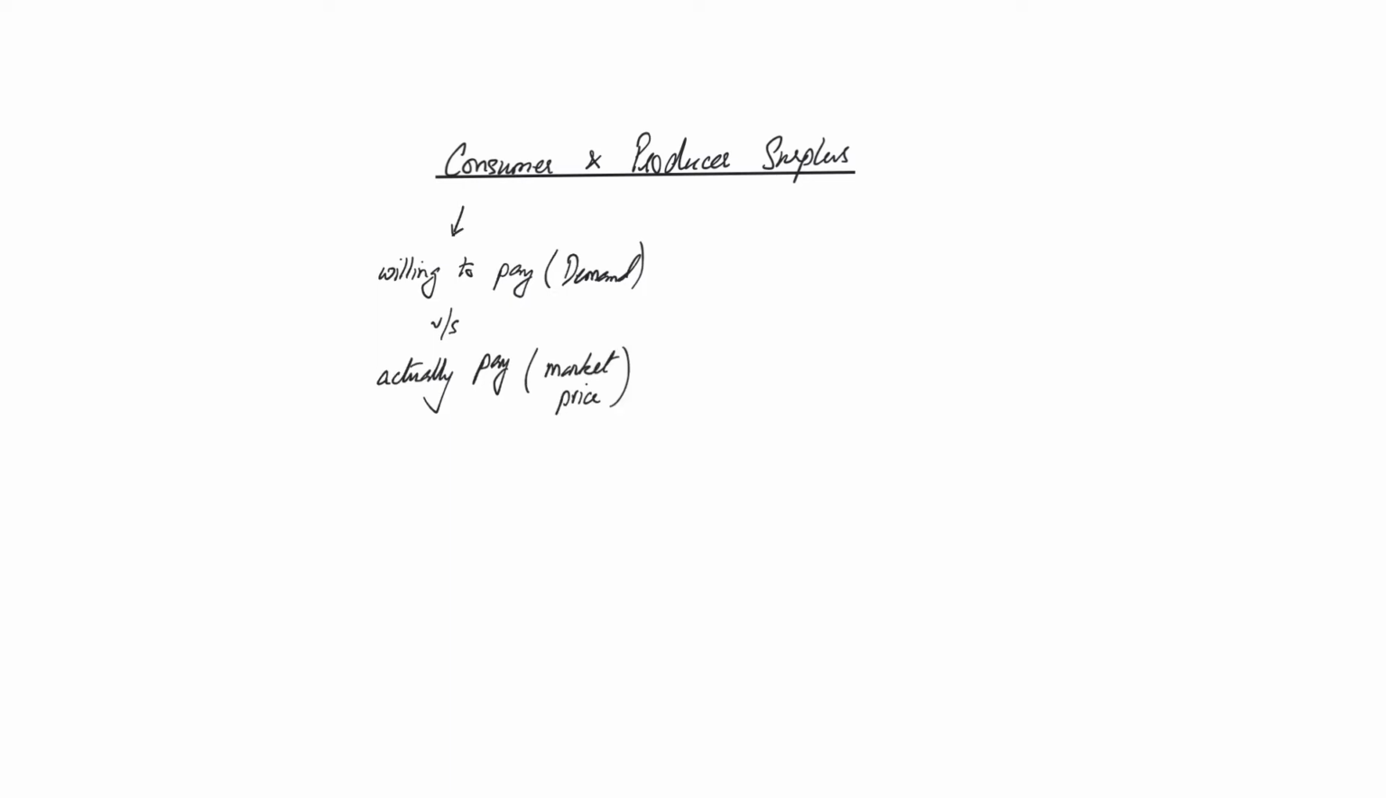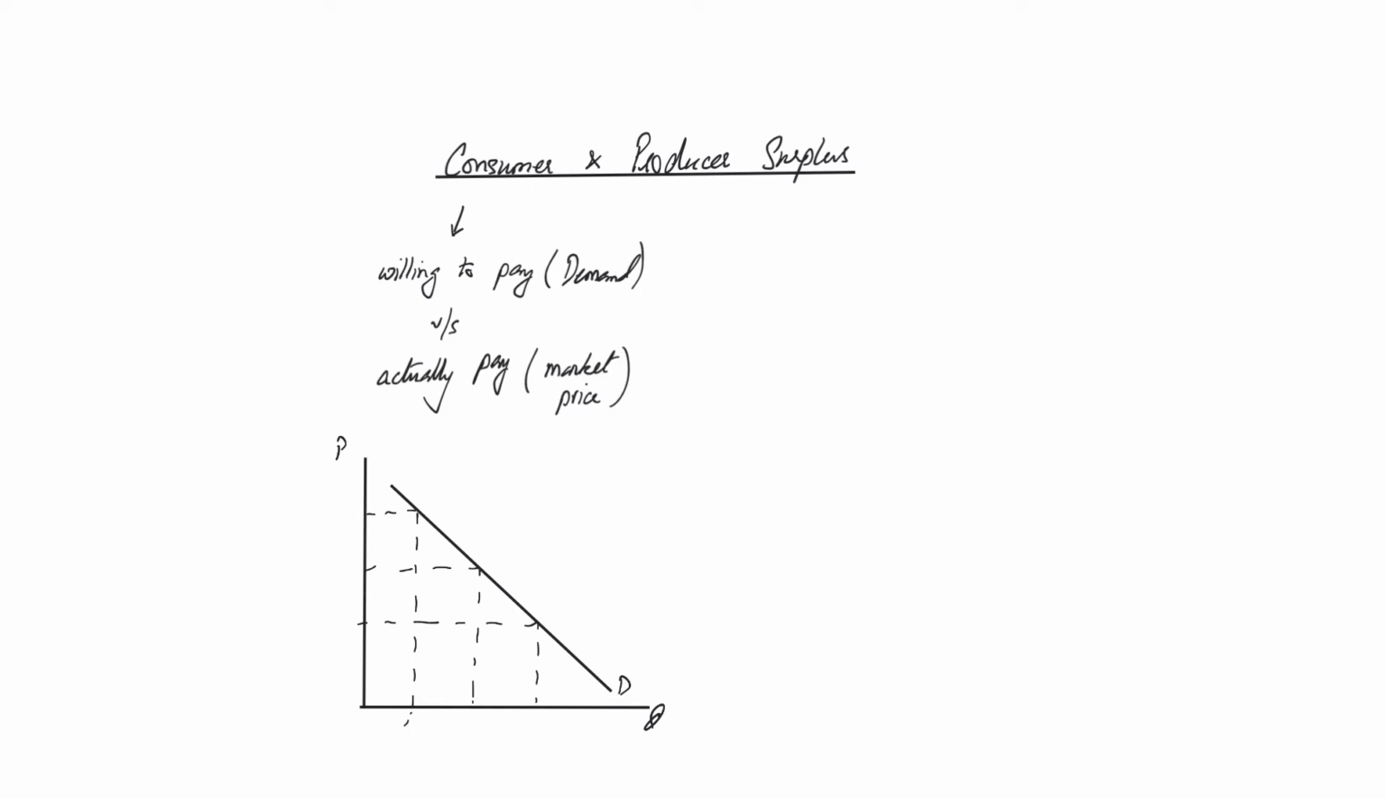So graphically, it was a very simple idea that if this is the demand curve, this shows various quantities and various prices consumers are willing to pay for a good. For example, let's say for the first quantity, consumers are willing to pay $10. For the second quantity, the consumers are willing to pay, let's say, $8. For the third quantity, the consumers are willing to pay $6.